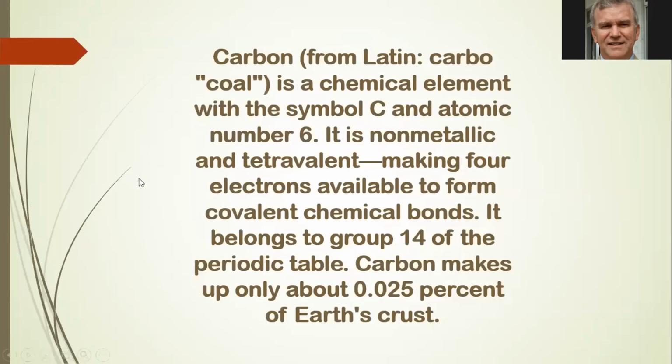Carbon comes from the Latin word carbo, or coal. It's a chemical element with the symbol C and atomic number 6. It is non-metallic and tetravalent, making 4 electrons available to form covalent chemical bonds. And that's a very important line for you to remember. So it's non-metallic, it's tetravalent, which means it has 4 electrons available to form covalent chemical bonds.